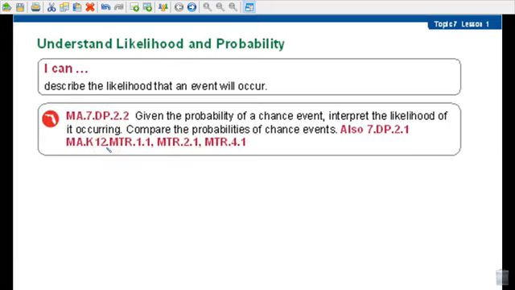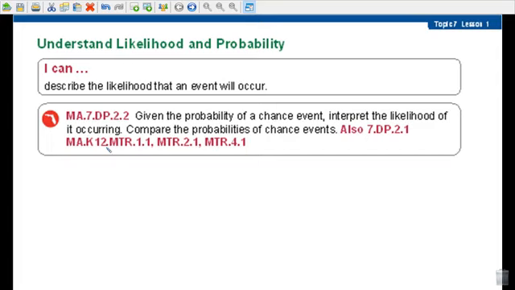Today we're going over topic 7, lesson 1. Understand likelihood and probability. I can describe the likelihood that an event will occur. The standard is MA.7.DP.2.2. Given the probability of a chance event, interpret the likelihood of it occurring. Compare the probabilities of chance events. All right?